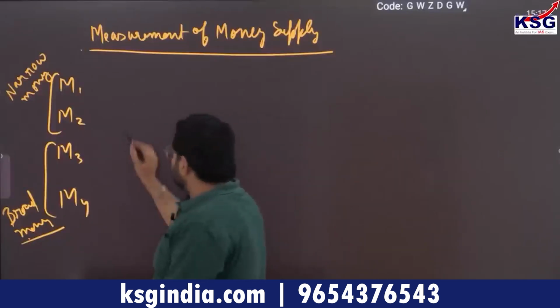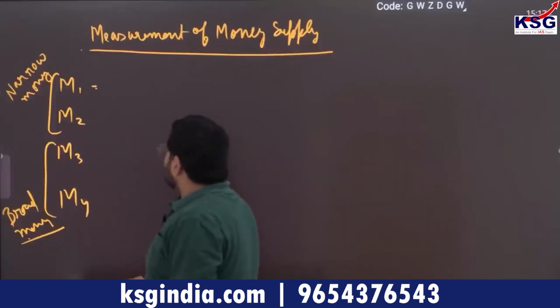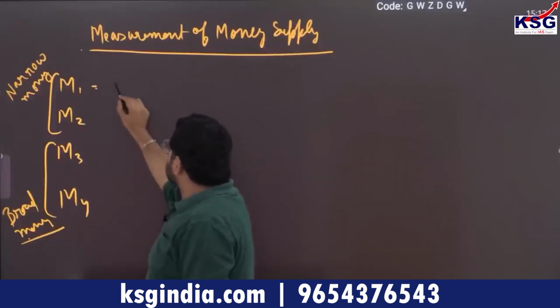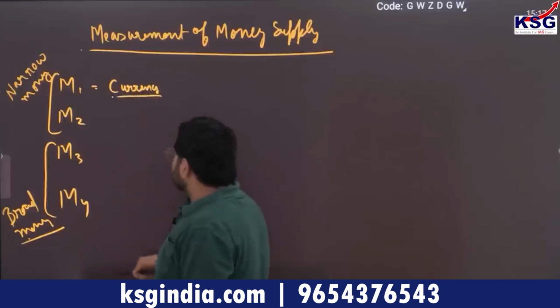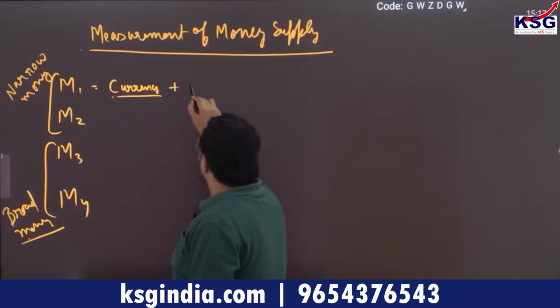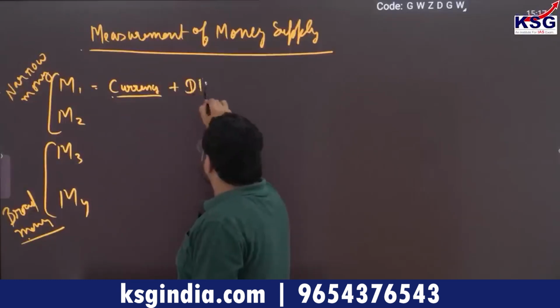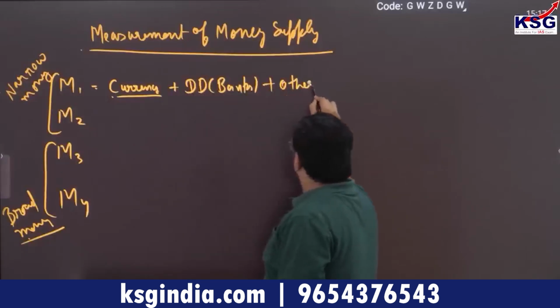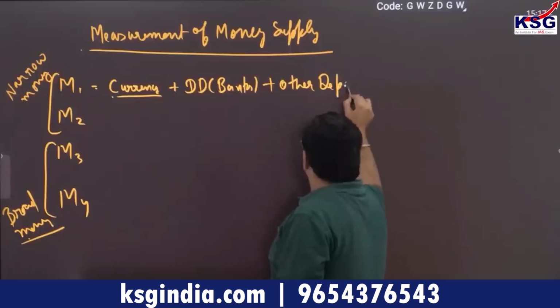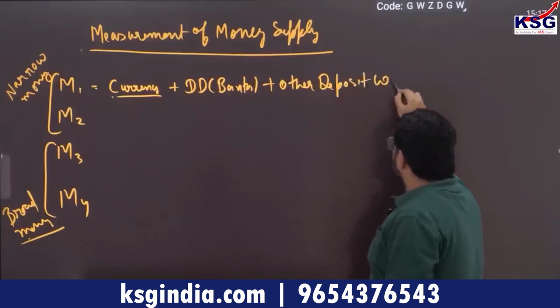Okay. Now when we say M1, M1 is currency in circulation, or currency in cash with the public. So M1 is currency with public plus demand deposit with banks plus other deposit with RBI.